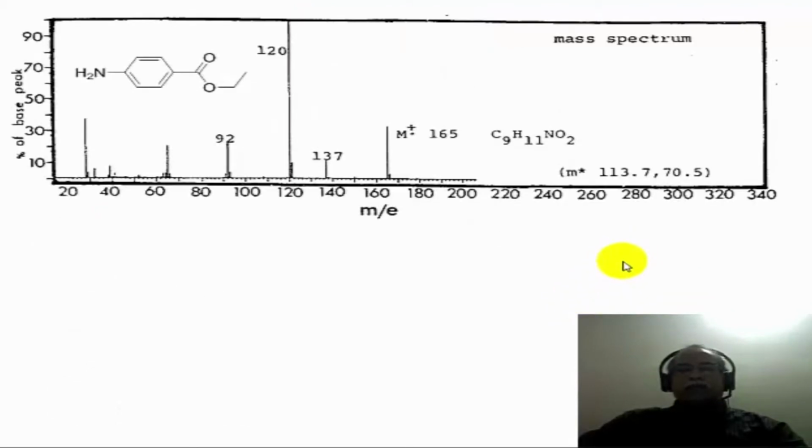Now let us try to analyze this particular spectrum. The spectrum corresponds to para-amino ethyl benzoate. Para-amino ethyl benzoate is a painkiller, and this mass spectrum corresponds to the electron impact ionization mass spectrum of this particular compound. The molecular formula is given, C9H11N2, and the structure of the compound is also given here. If you look at the mass spectrum, the fragmentation corresponds to the loss of 45 to give a mass at 120, and the loss of 28 corresponding to a mass at 137.